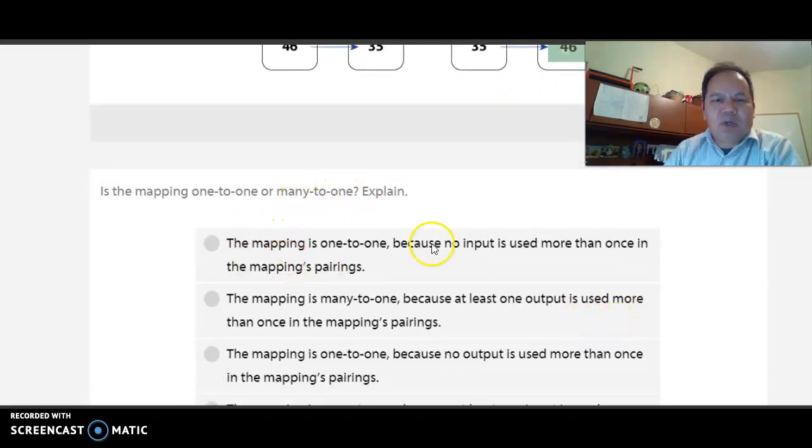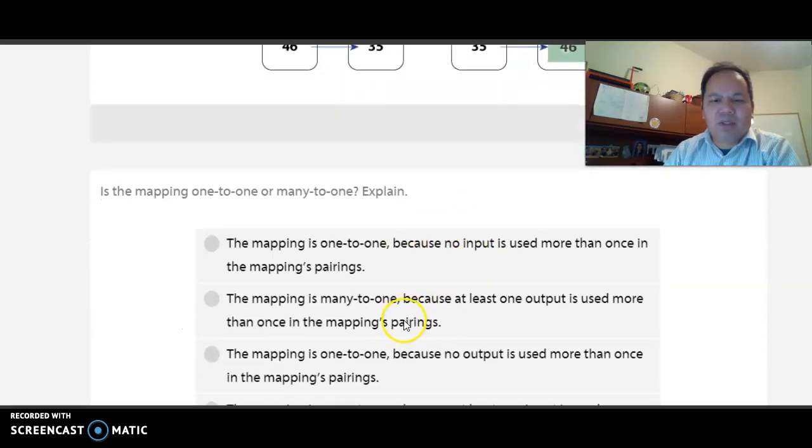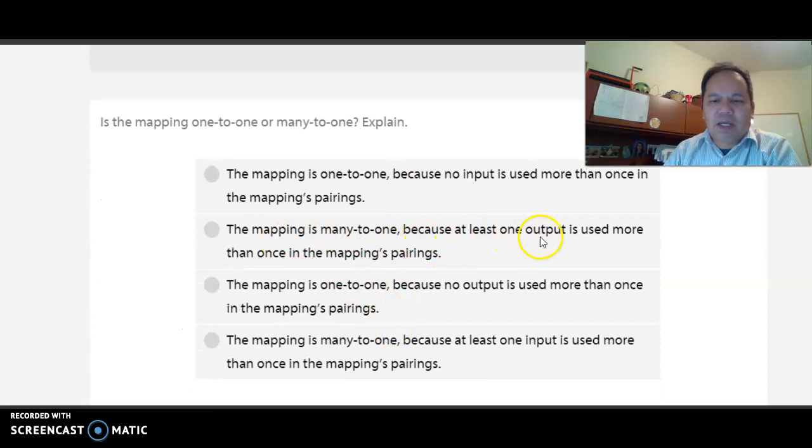One-to-one or many-to-one? So that should be many-to-one, right? Many-to-one, 37 maps to 52 and 12 up there, so many-to-one, because at least one output is used more than once.